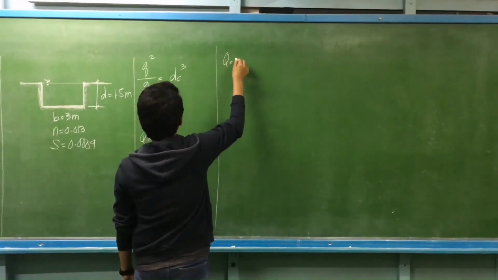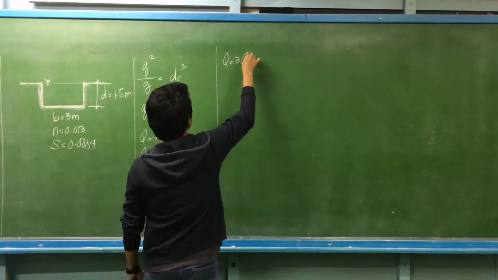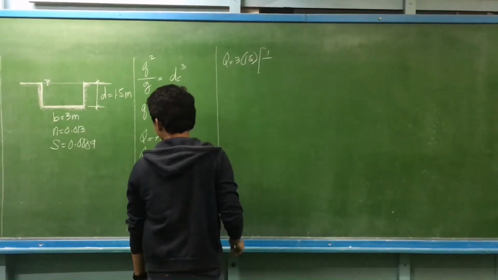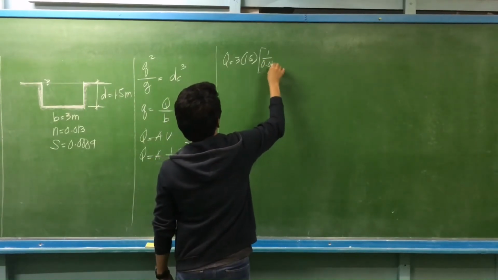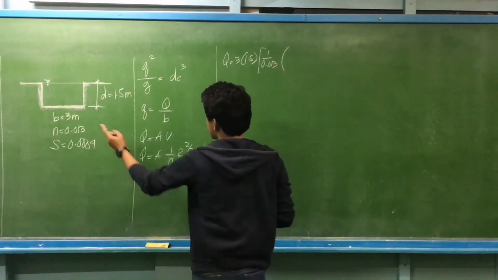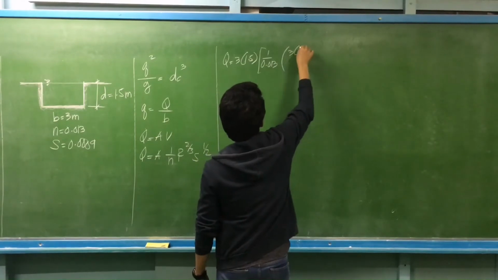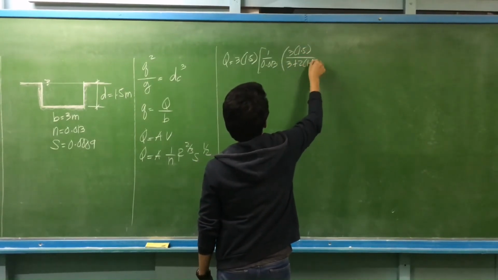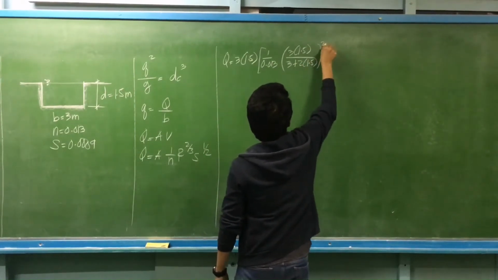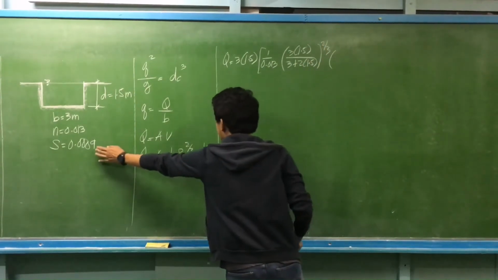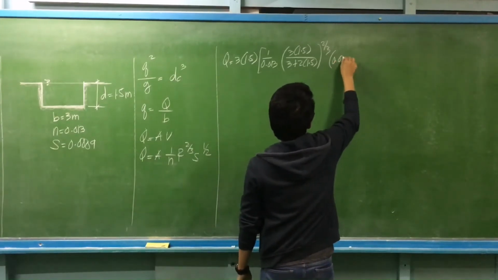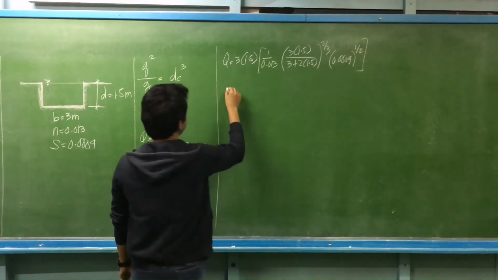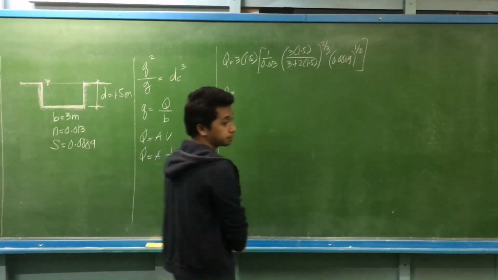So we have the discharge equal to area, that is equal to 3 times 1.5, multiplied by 1 over the roughness coefficient 0.013. Hydraulic radius is area 3 times 1.5, over wetted perimeter, 3 plus twice 1.5, this is raised to 2 over 3. Hydraulic slope, we have 0.0009, this is raised to 1/2. So let's determine the discharge.